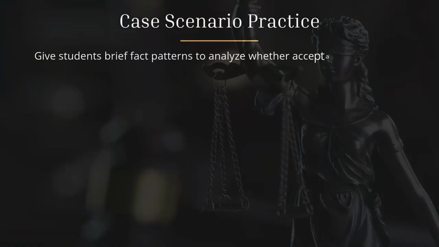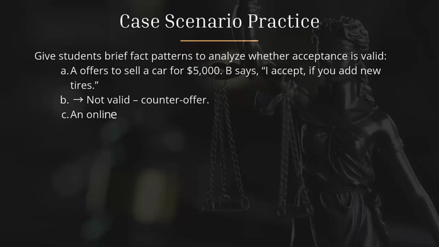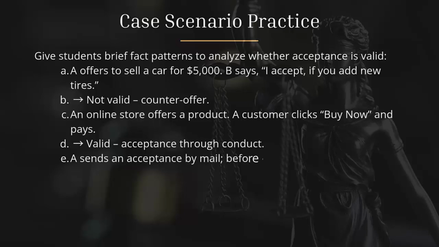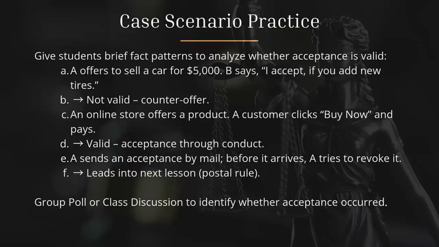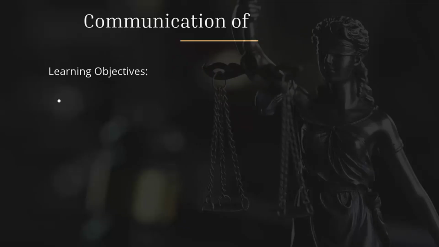Case scenario practice. Give students brief fact patterns to analyze whether acceptance is valid. A offers to sell a car for $5,000. B says, "I accept if you add new tires." Not valid, counteroffer. An online store offers a product. A customer clicks buy now and pays. Valid. Acceptance through conduct. A sends an acceptance by mail. Before it arrives, A tries to revoke it. Leads into next lesson. Group poll or class discussion to identify whether acceptance occurred.